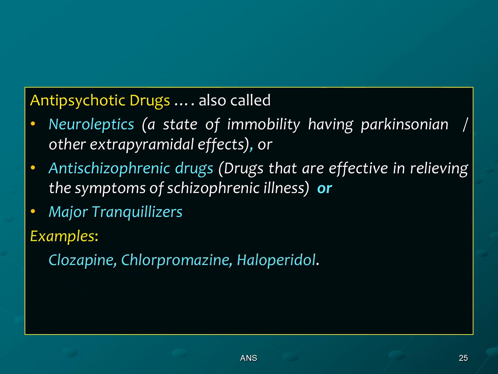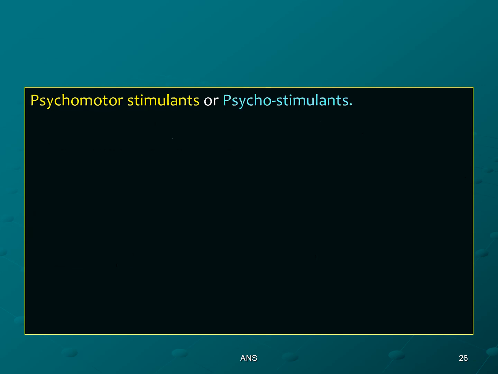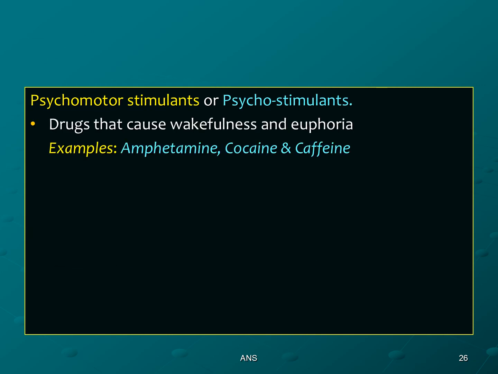But nowadays these terminologies have been almost obsolete. Examples of antipsychotic: clozapine, chlorpromazine, haloperidol, etc. We will discuss them later on when we discuss the antipsychotics. Psychomotor stimulants, psychostimulants, will also cause wakefulness and euphoria. We also see amphetamine, cocaine and caffeine, they also produce wakefulness and euphoria-like symptoms.